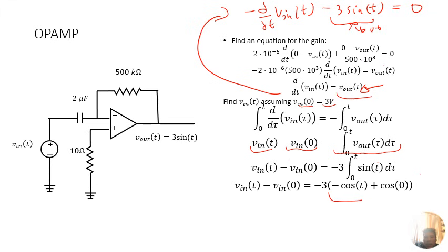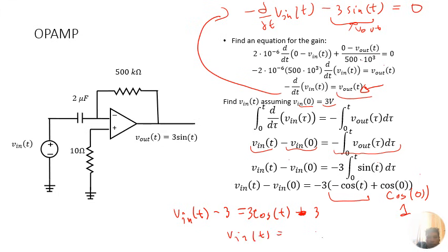The integral of this is negative cosine t plus cosine 0, which is actually going to give us 1. So we're going to have V_in(t) minus V_in(0), which we said was 3, equal to negative cosine t plus 1 minus 3. The two negatives become a positive, and then you have plus 3. And so then you get that V_in(t) actually equals cosine t times 3.